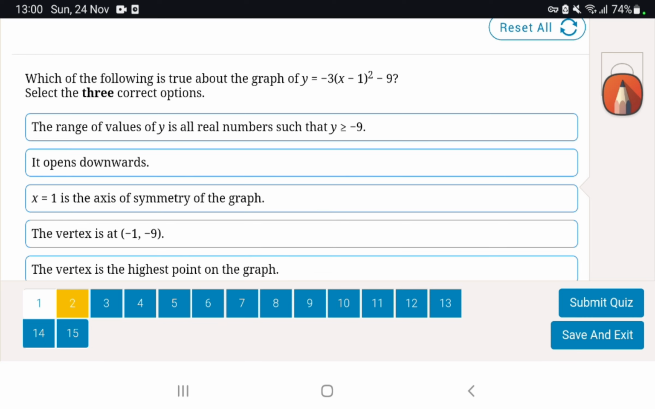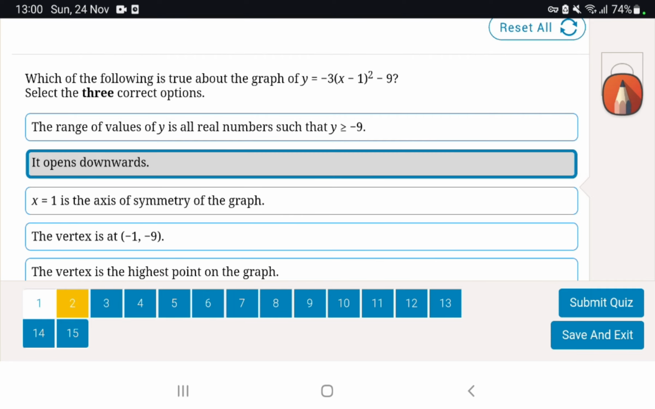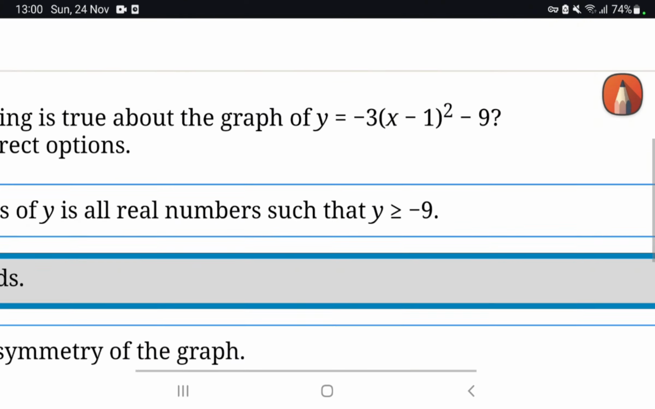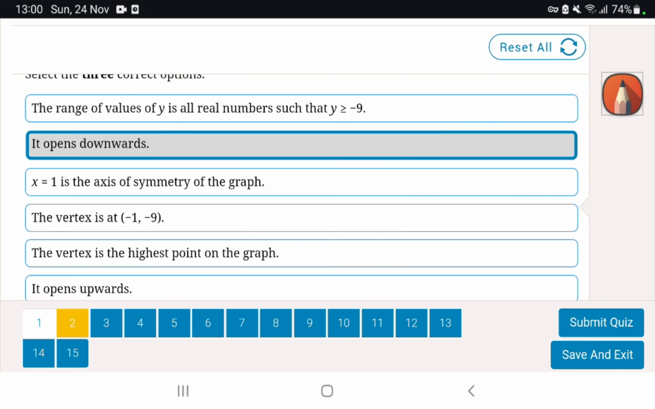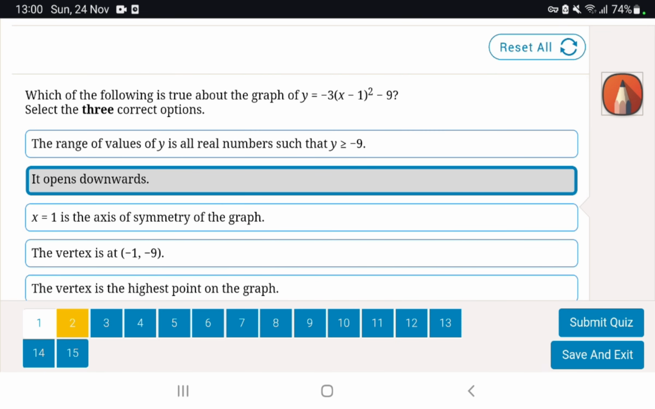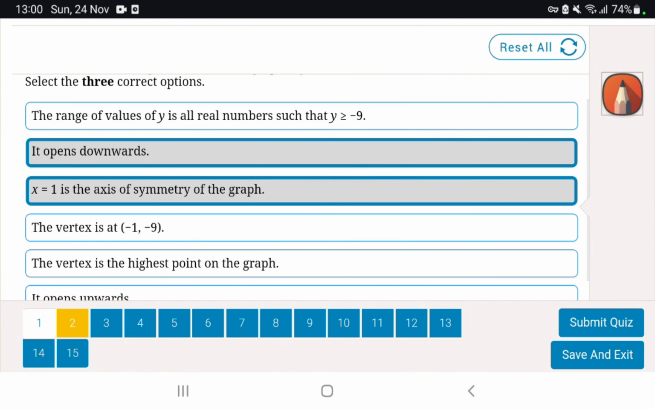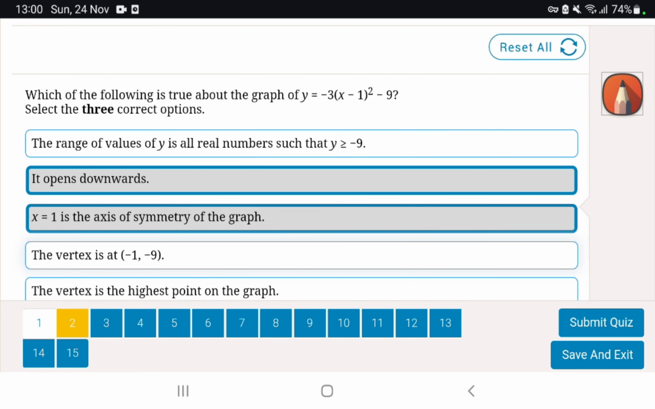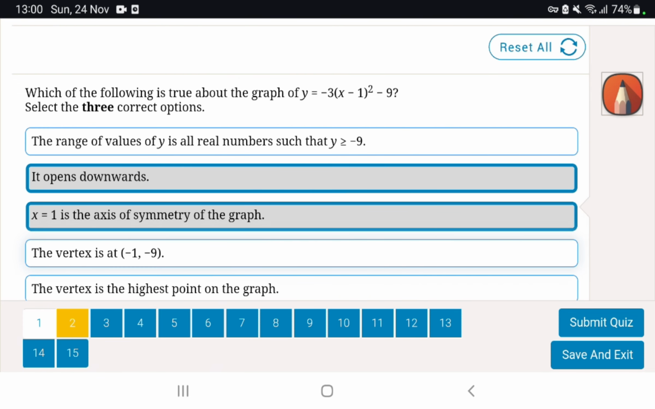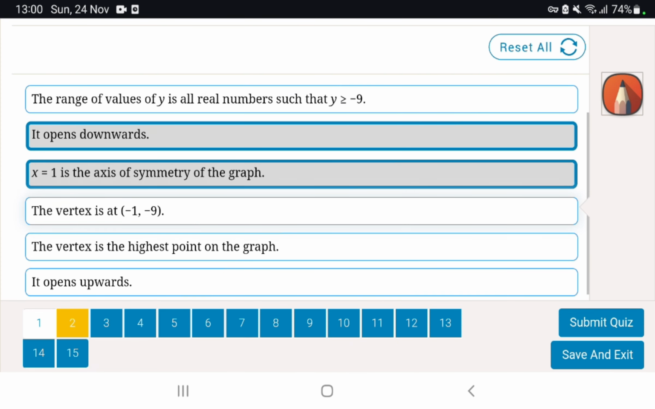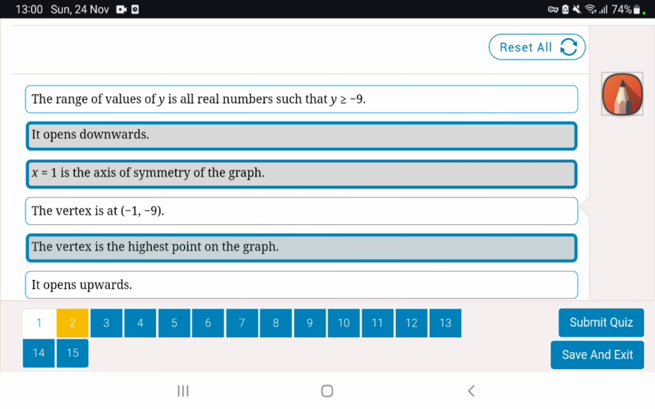It opens downwards because the first number is negative, which is here -3. The axis of symmetry is x equal to 1 because we have to make whatever's in the parentheses equal to 0, and x is equal to 1. The vertex is not at -1, -9 because to get the x, we make whatever's inside the parentheses equal to 0, and we take the last number to be the y. The vertex is the highest point on the graph because it opens downwards, so it cannot open upwards.